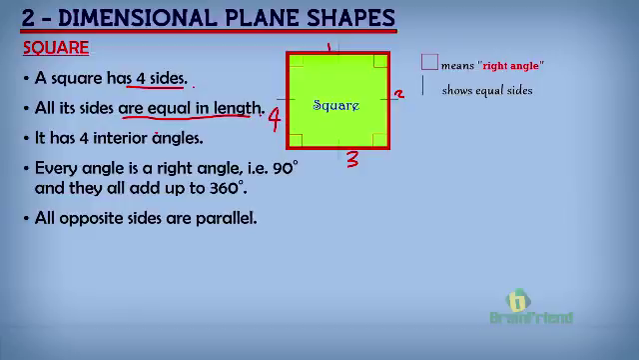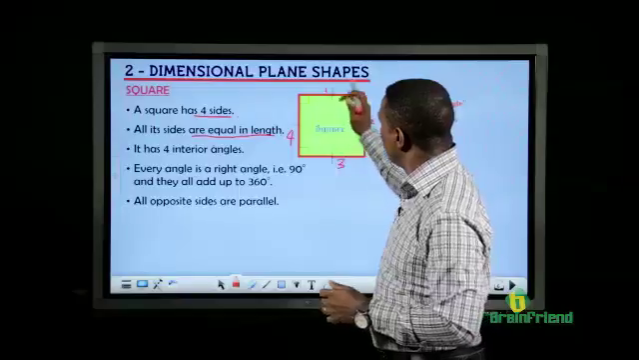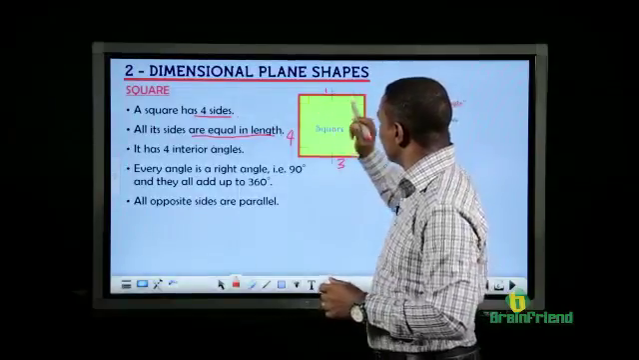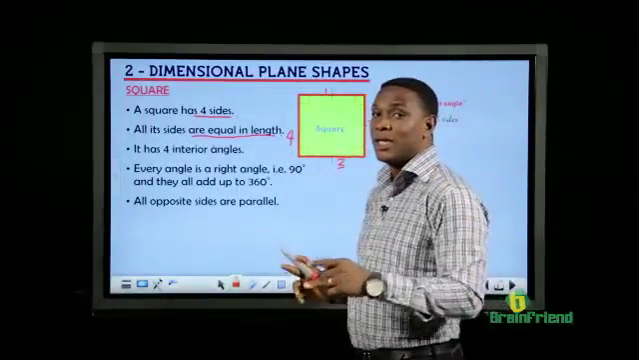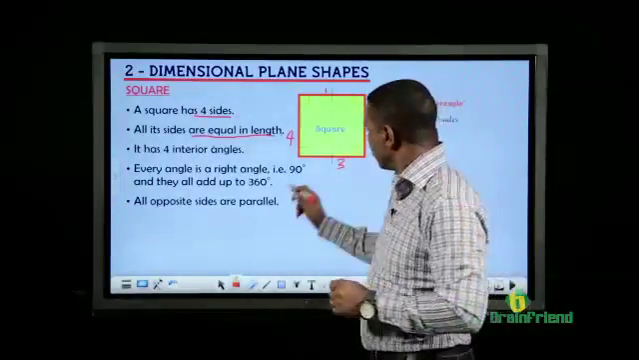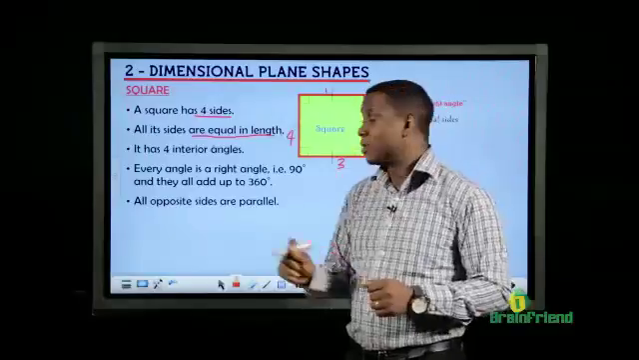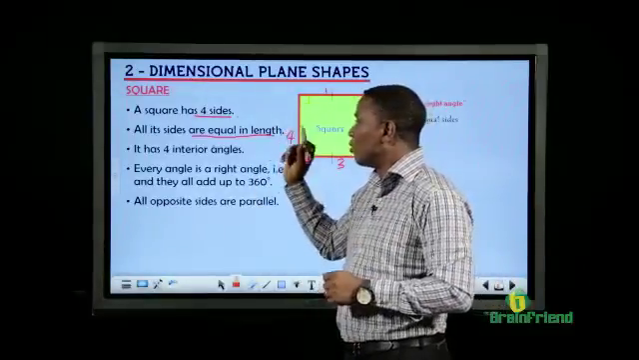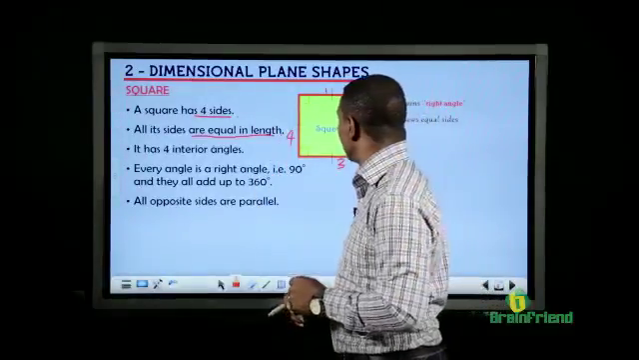A square has four sides. And we said each of those sides are equal in length. That is what distinguishes a square from every other kind of shape. If, for instance, this side here is 2 centimeters, it means that this second side would also be 2 centimeters. The third side will also be 2 centimeters. And the fourth side will also be 2 centimeters.